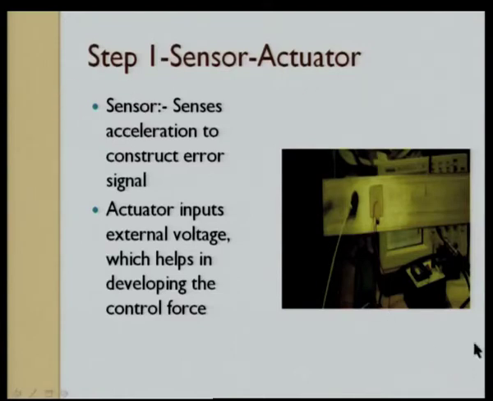This sensor near the tip measures the acceleration, and this is used along with the actuator input to construct the error signal, which is fundamental to feedback. The actuator inputs the external voltage, which helps in developing the control force, because that is what we need, and also the error signal.